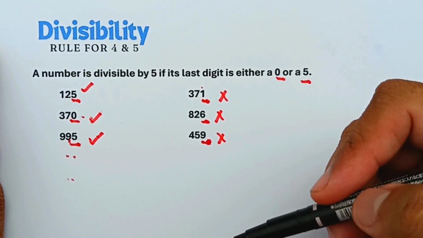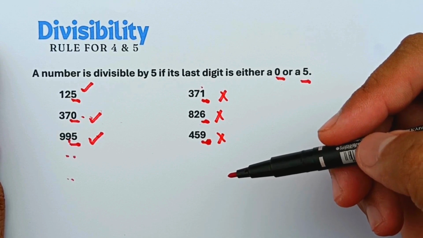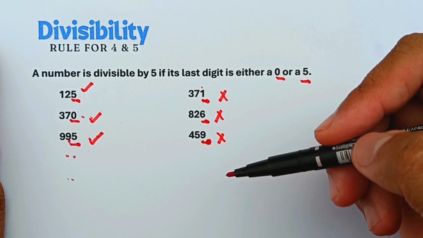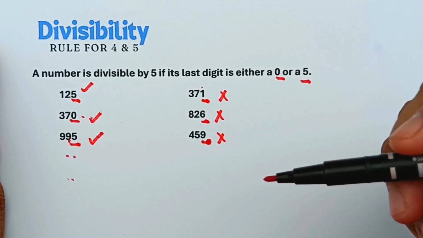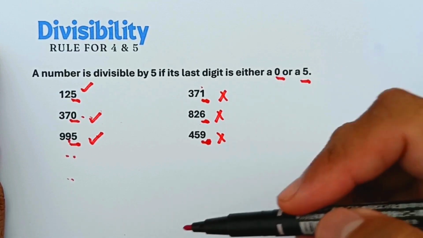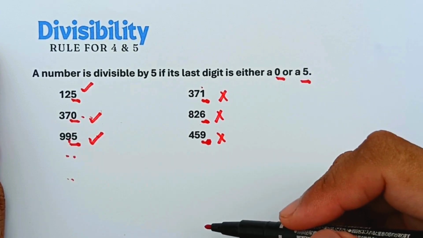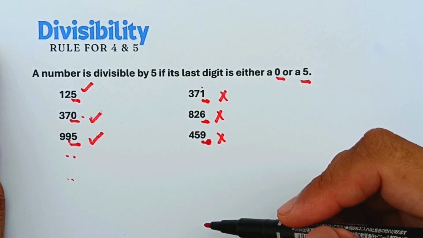Now, to recap what we have discussed, a number is exactly divisible by 4 if the number formed by its last two digits is exactly divisible by 4, or if the last two digits are 0, 0. Now, for a number to be exactly divisible by 5, the last digit of that number should be either 0 or 5.